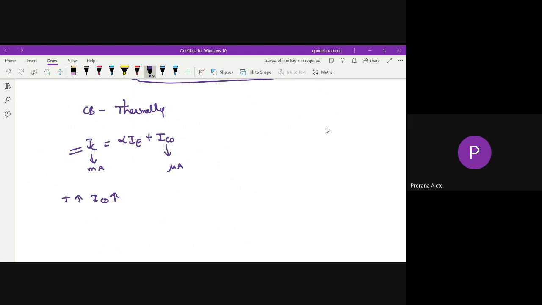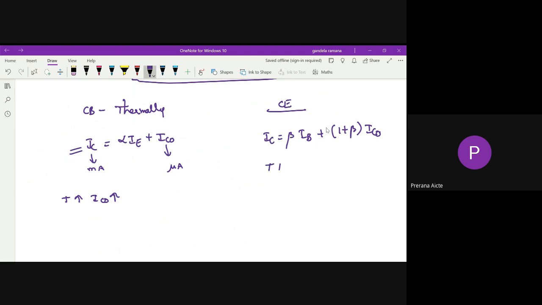So come to the CE configuration. What is the output current equation? IC is equal to beta IB plus (1 plus beta) IC naught.